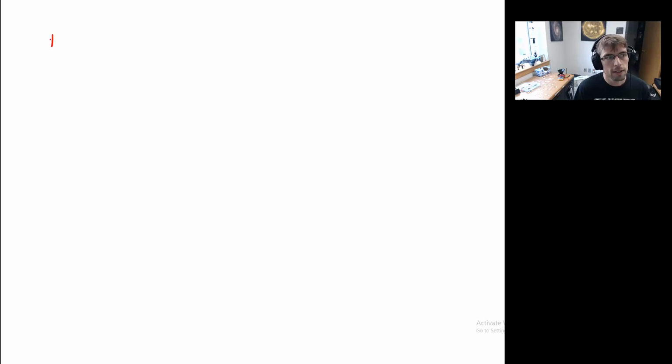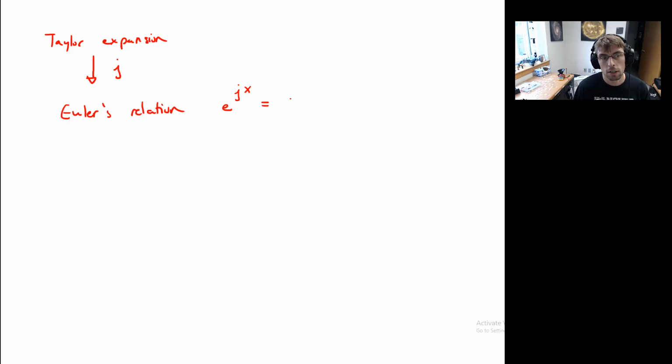So we've covered this idea of Taylor expansions, and coupled with the imaginary number, we've been able to come to Euler's relation. Euler's relation. Okay. And that gives us some connection between an imaginary number in the exponent's position and our cosine and sine functions, our periodic functions, if you will.